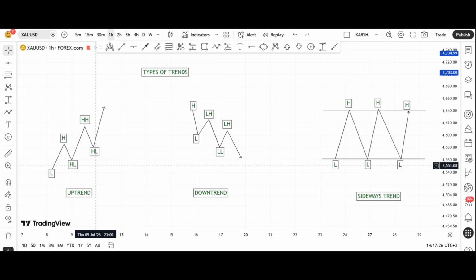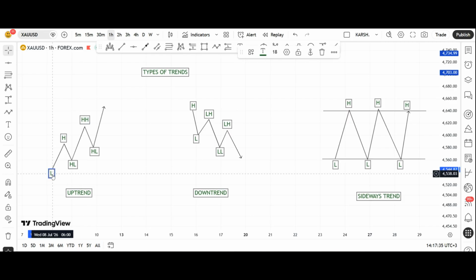How do we identify an uptrend? By looking at the series of higher lows and higher highs. This was a low created by the market, and this was a high. When the market came down, it created a higher low, because this low is higher than the previous low created here. Then the market went up again and created a higher high.